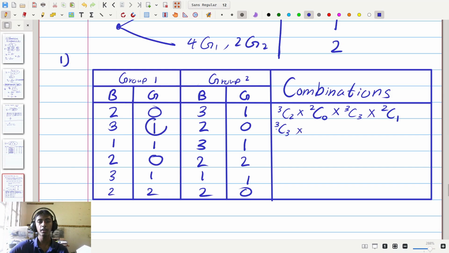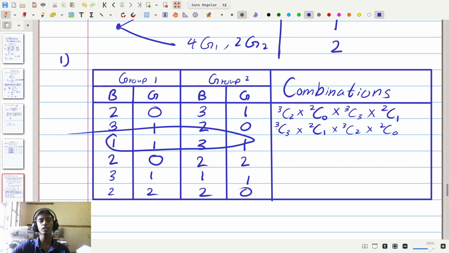For the next one, we need to choose 1 girl from group 1. There are 2 girls in group 1, so we have 2 choose 1. For the next choice, we need 2 boys out of 3 from group 2, so that's 3 choose 2. And at last, we need to choose 0 girls from the 2 girls in group 2, so that means we have 2 choose 0. Continuing downwards, the same exact thing for the rest of them.